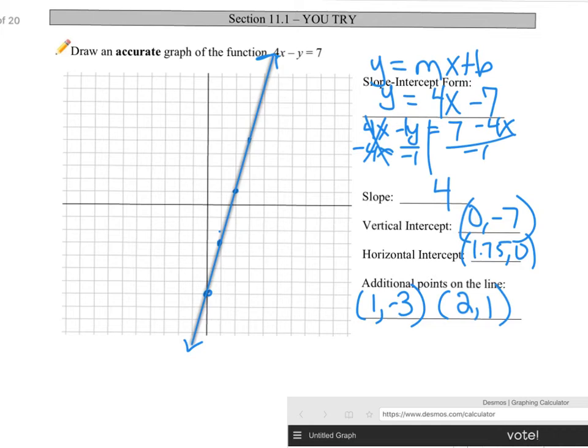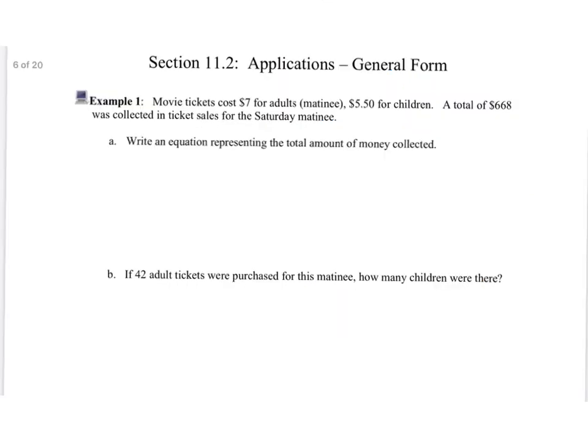Okay, and that walks us through how to rearrange and graph equations in standard or slope-intercept form.